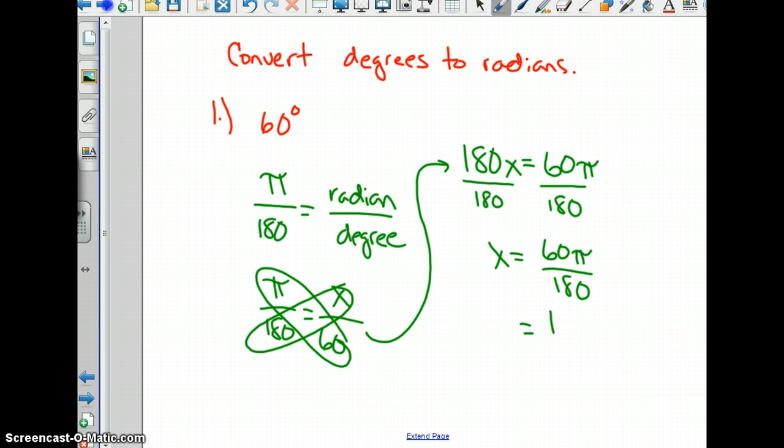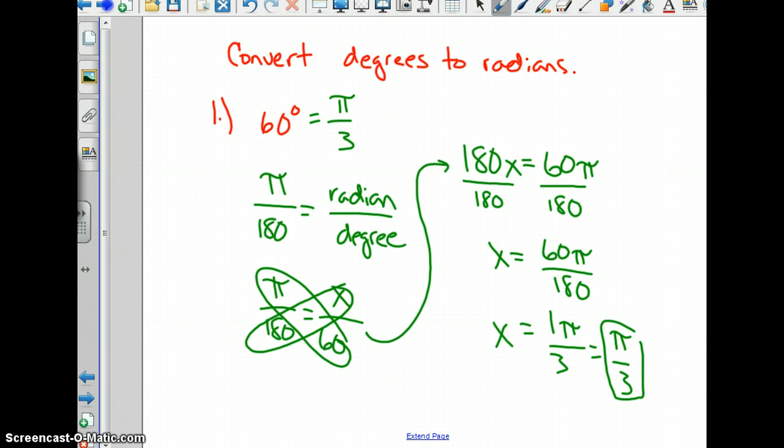60 over 180 reduces to 1/3, right? So we have x equals 1/3, 1 times pi over 3, which is the same as pi over 3. So now we've converted, if we talk about an angle in radians, that's pi over 3. That is the same as 60 degrees. So we've converted that way.